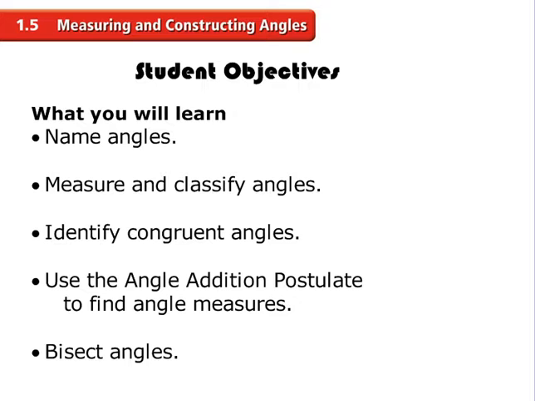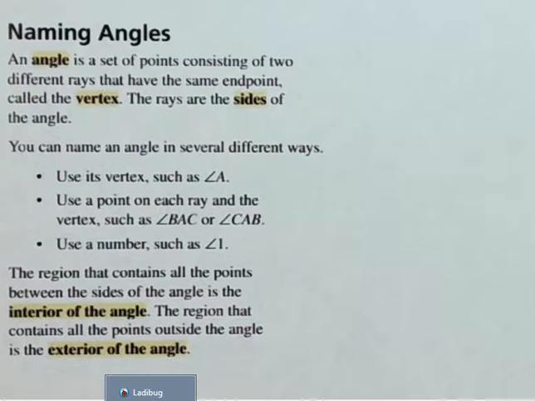We'll talk about what it means to be a congruent angle. We'll learn how to use the angle addition postulate, and also we'll bisect some angles using a compass and a straight edge. Alright, so first we're going to talk about how to name an angle, kind of define an angle, and we're going to say that an angle is basically two rays that have a common endpoint.